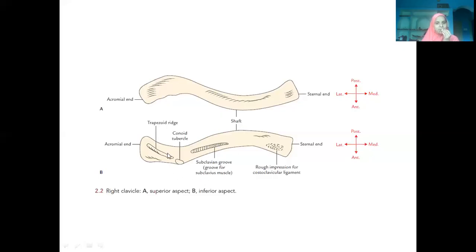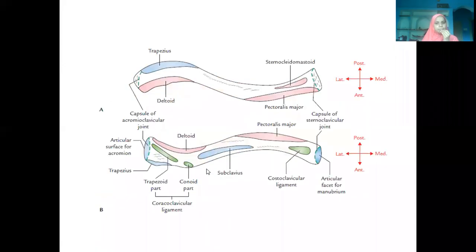Now, which end is this end? Acromial, also called the lateral end. So on the lateral end, which aspect is this? Inferior. You are seeing this whole bone from below. So on the inferior aspect, you find 2 elevations. One is the conoid tubercle and the other is the trapezoid ridge. Okay. So these also give attachment to ligaments which attach the clavicle to the scapula.